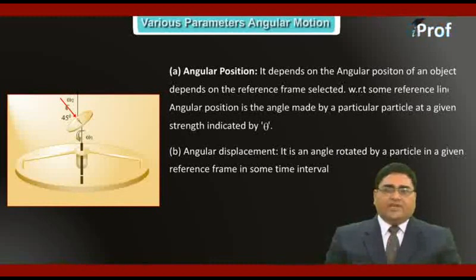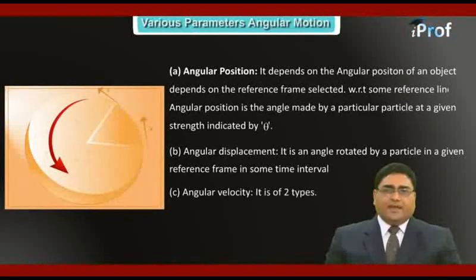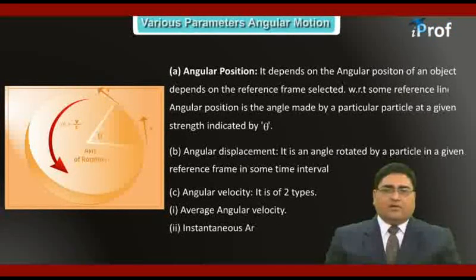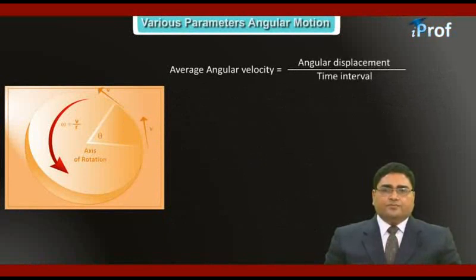What is angular velocity? Angular velocities are of two types. First is average angular velocity. Second is angular velocity or instantaneous angular velocity. What is average angular velocity? Average angular velocity is equal to angular displacement divided by time interval.